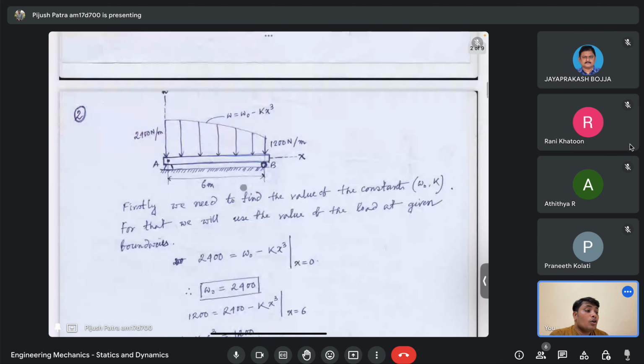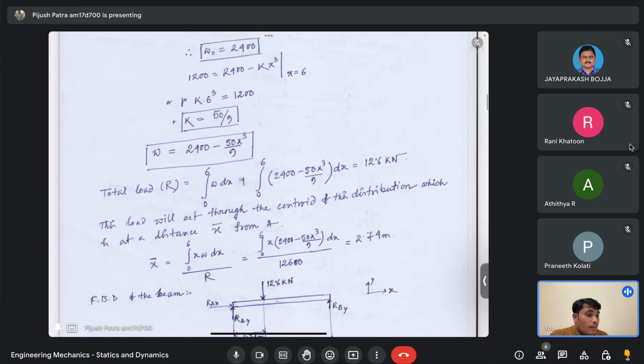So what will be the total force? If you have W in this fashion, and W is the force per unit length, you integrate W over the length from 0 to 6, and you will get the total load, which is 12.6 kilonewton. Does everyone agree with this? Like how the integration gives the total force? Everyone is fine with this, right?